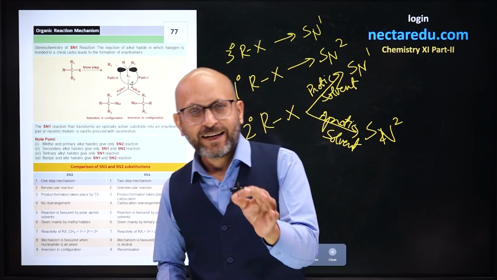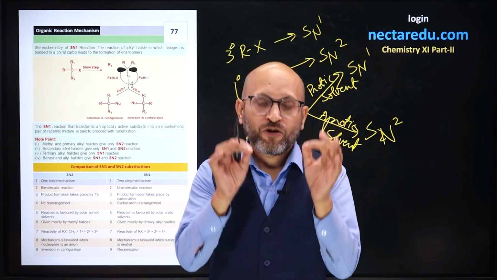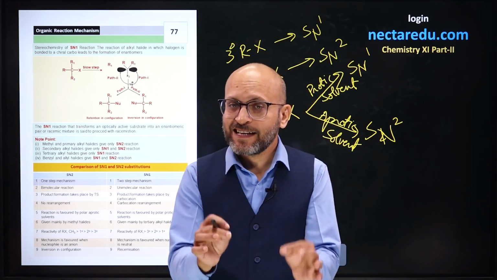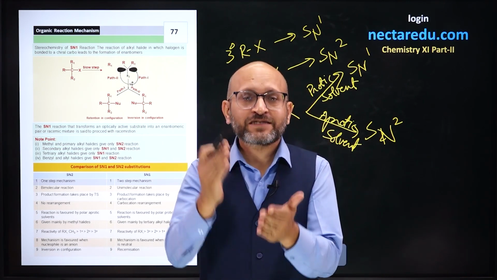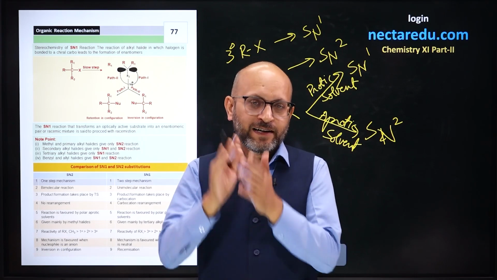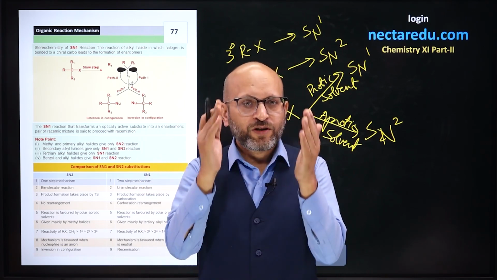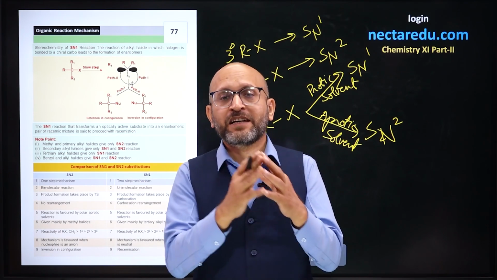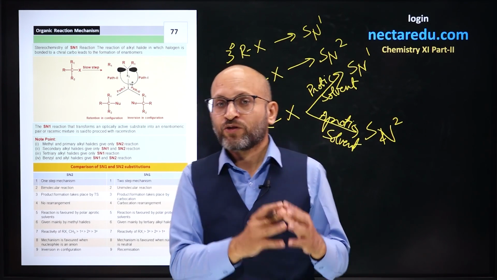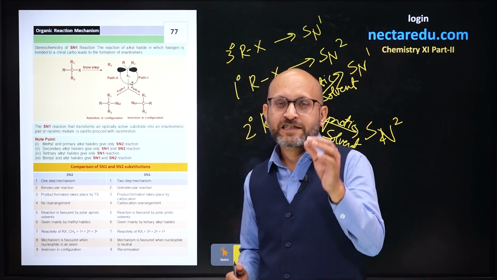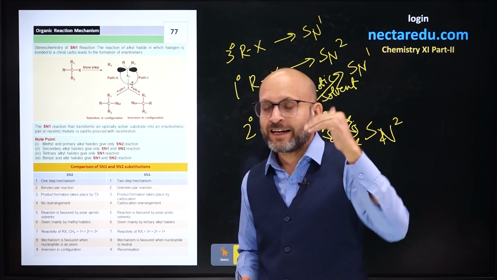But in benzyl and allyl halides, only SN1 occurs. The reason is they have a resonance stabilized carbocation. In SN1, carbocation is formed, so the more stable the carbocation, the more effective SN1 will be. So in allyl and benzyl halides, SN1 is more prominent than SN2.